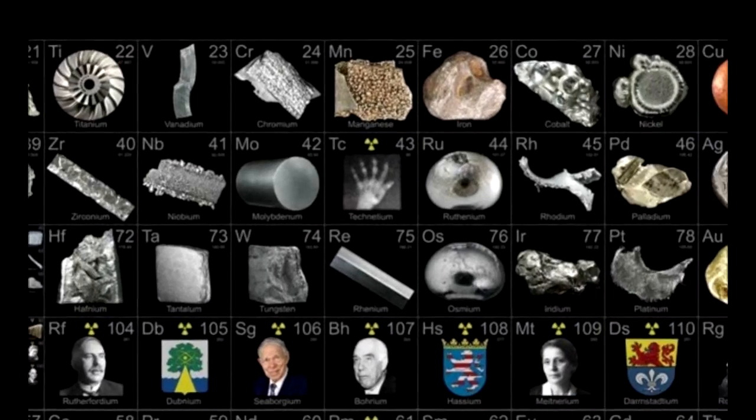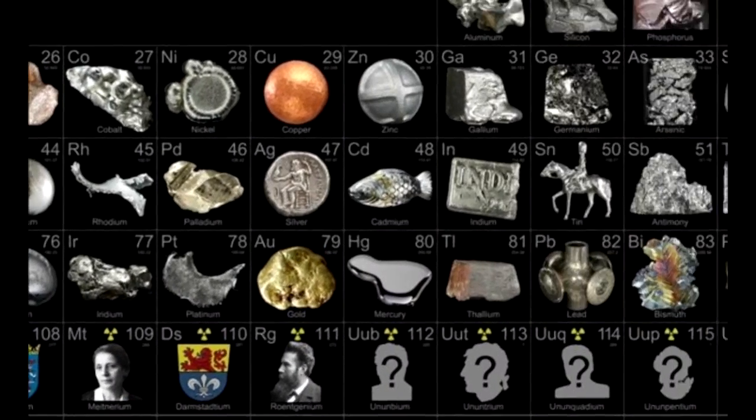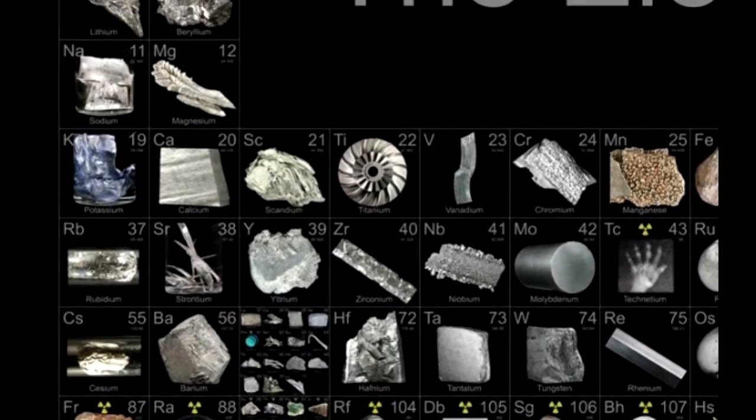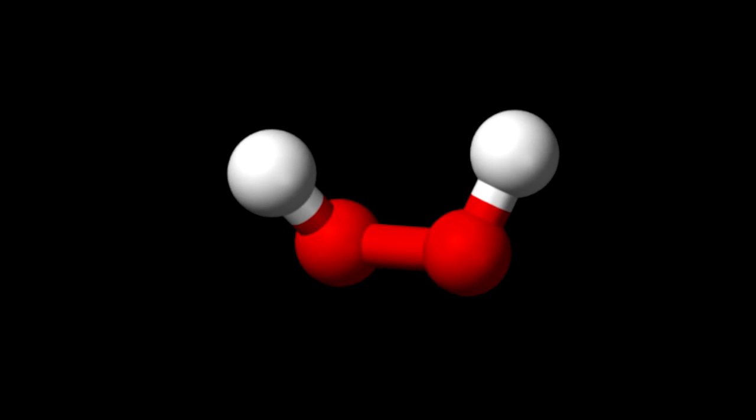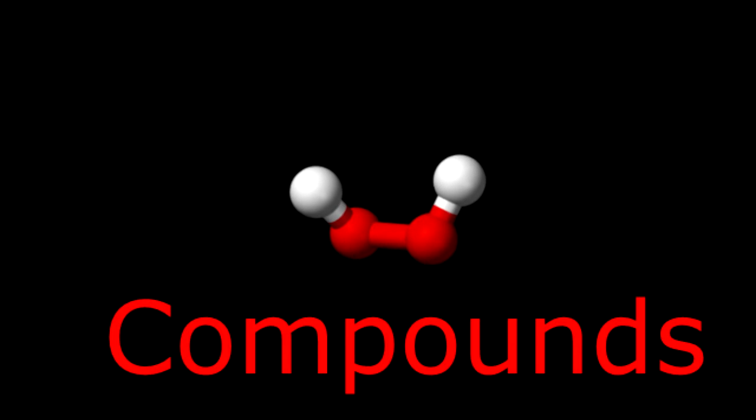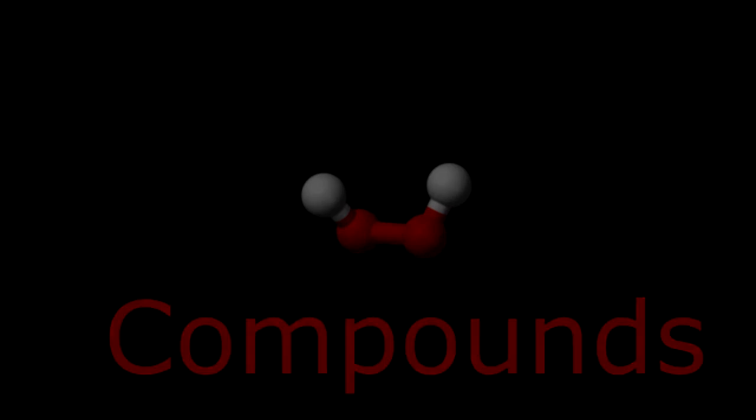As you go across the periodic table, the number of electrons increase. As you go down the periodic table, the number of shells increase. Now, let's talk about molecules. Molecules are two or more atoms bonded together. Molecules can also be referred to as compounds and are not included in the periodic table.